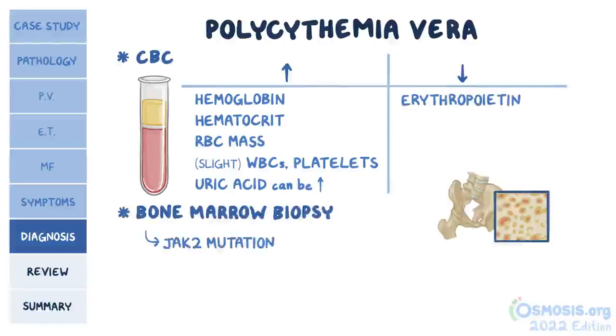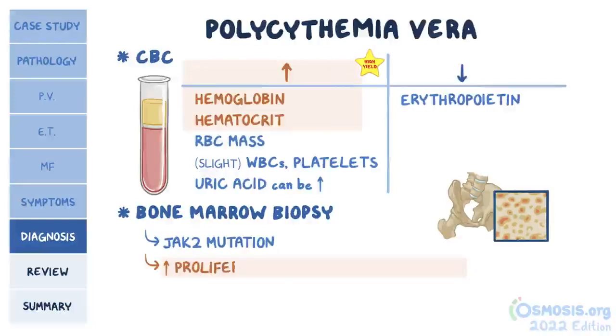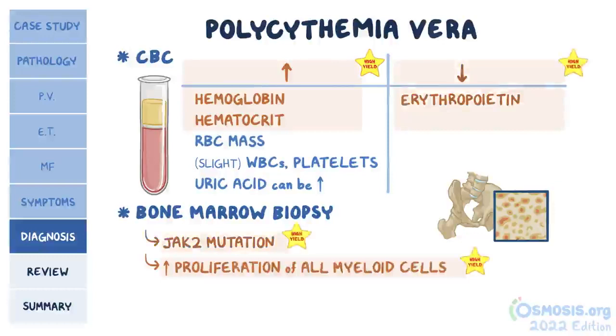So, for your exams, you have to remember that the diagnosis of polycythemia vera hinges on having an increased hemoglobin or hematocrit and bone marrow biopsy showing increased proliferation of all myeloid cells, along with either a decrease in erythropoietin levels or the presence of a JAK2 mutation.